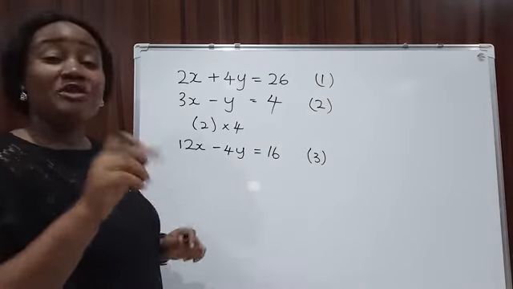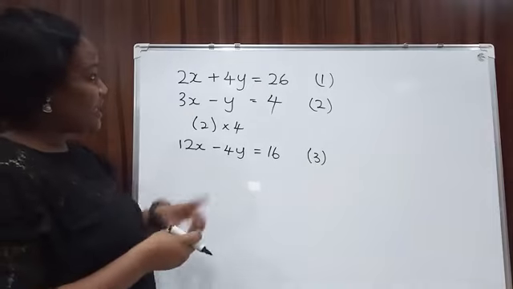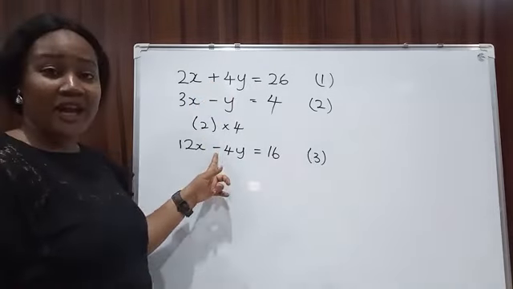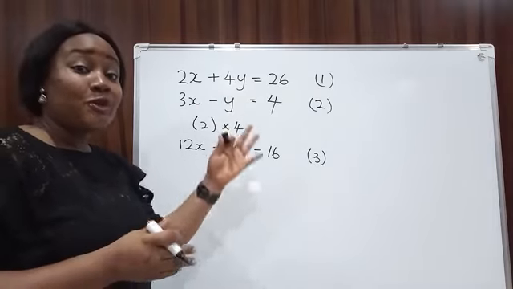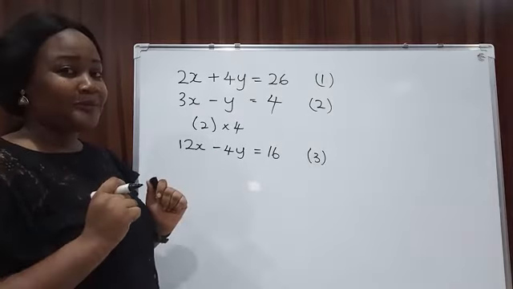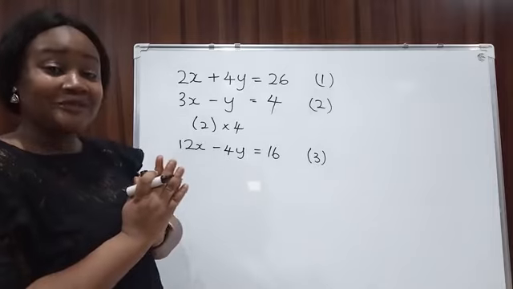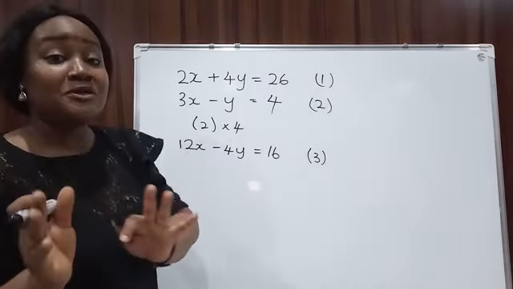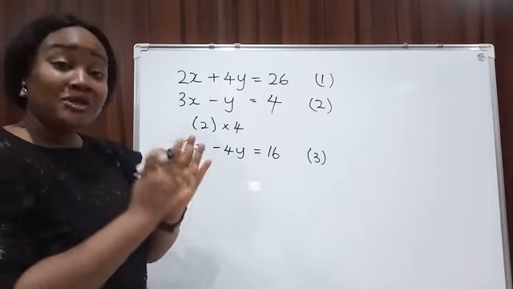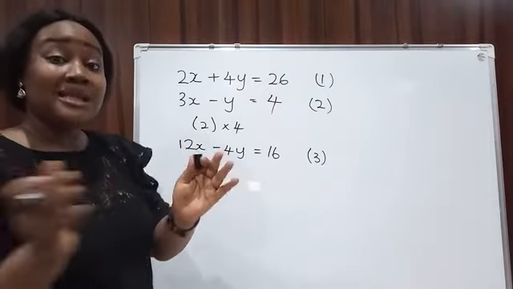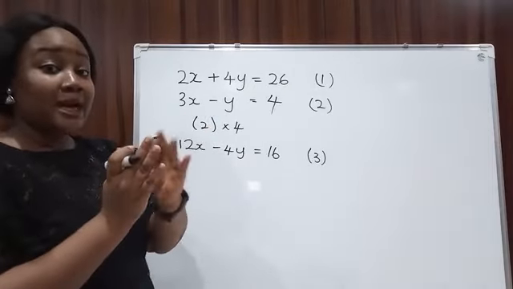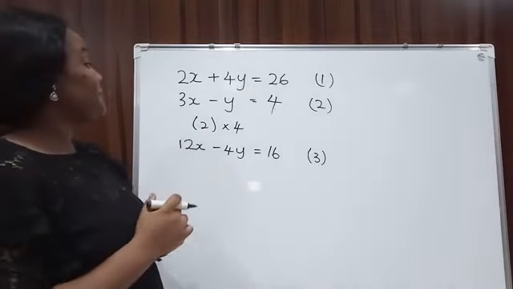Good. So now we have to be careful of the signs. You can see we have plus 4y here and minus 4y here. So what do you do to plus 4 and minus 4 to make it 0? You add. Plus 4 plus minus 4 gives us 0. Plus 4 plus minus 4 is the same thing as saying 4 minus 4, because plus minus gives us minus.